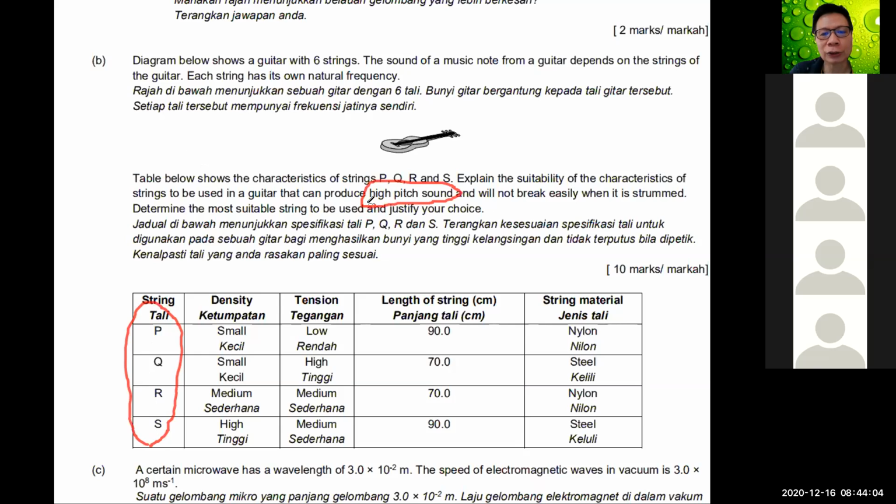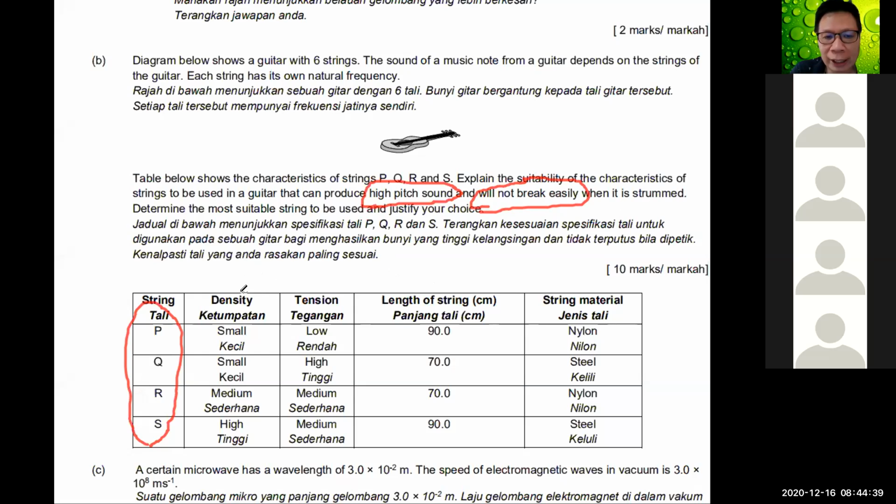High pitch means the tones of the sound must be very high tone, high pitch, and will not break easily. The string must be lasting. Okay, the string not easy to break when it is strummed. Okay, determine the most suitable string to be used and justify your answer. 10 marks. Okay, come. So there are 4 features. You are going to give your suggestion and also give your reason.